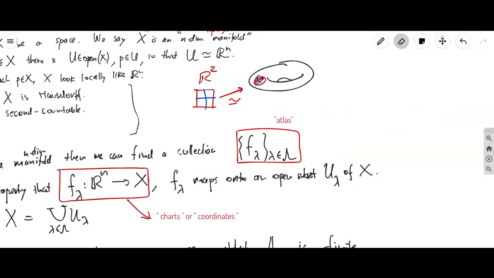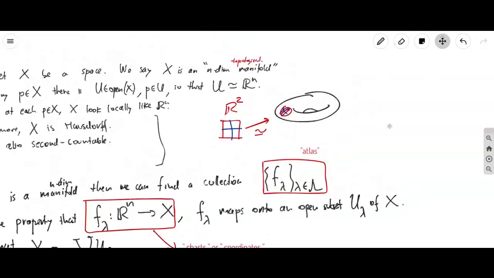An atlas is a book that consists of all charts. That's what an atlas is. It has a chart for different regions around the world, and an atlas has to cover the entire world. So that's why the collection of all of them is called an atlas. That's the terminology that is being used.